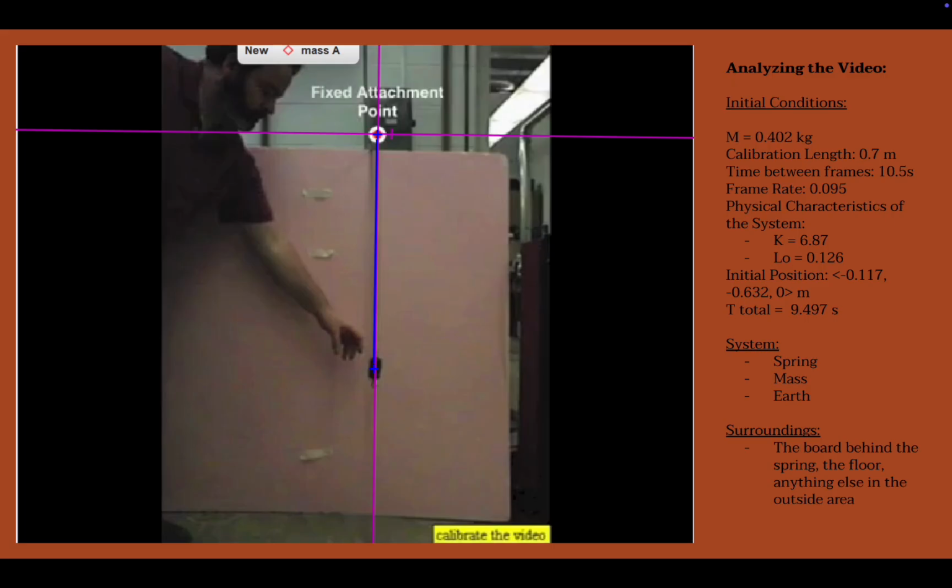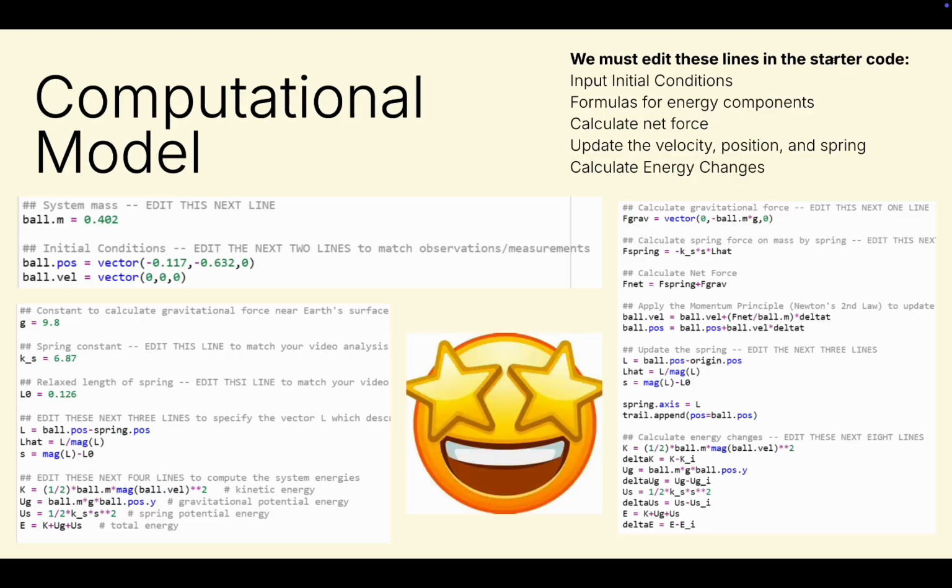Our system is the spring, the mass hanging from the spring, and the earth. Our surroundings would be the physical objects around the system, but these have no effect on the system, so they equal 0. Next, after analyzing the video in Tracker, we move on to our computational model. In the starter code, we had to edit these lines: input initial conditions, formulas for the energy components, calculate net force, update the velocity, position, and spring, and calculate energy changes. You can see the edits and changes I made in the images if you would like to pause the video.